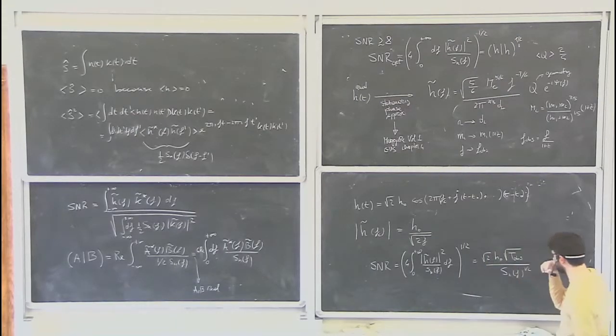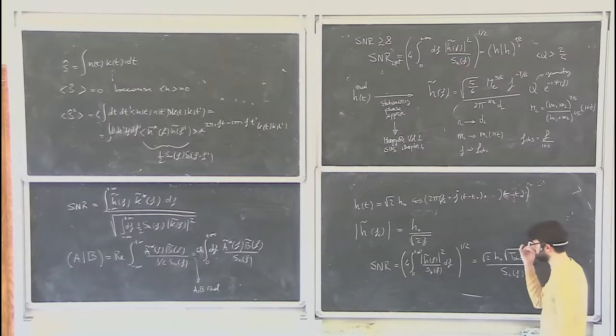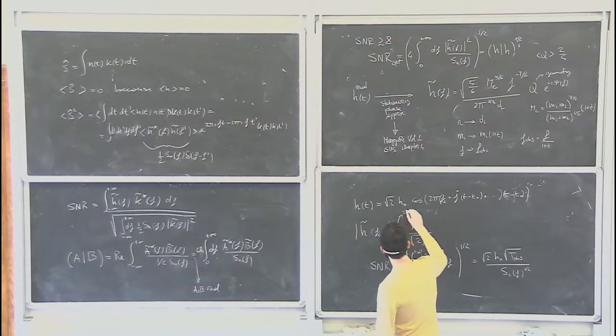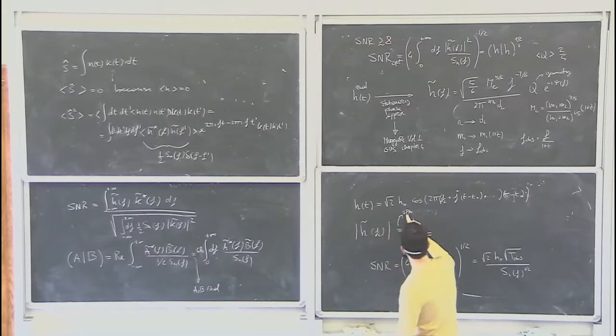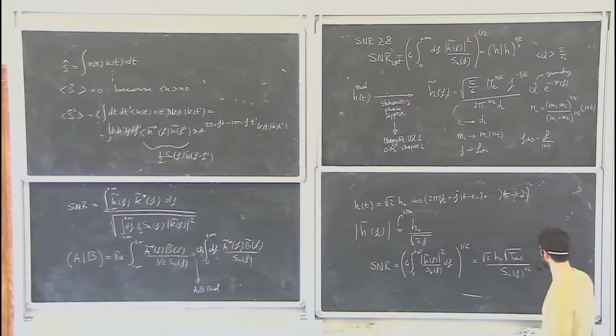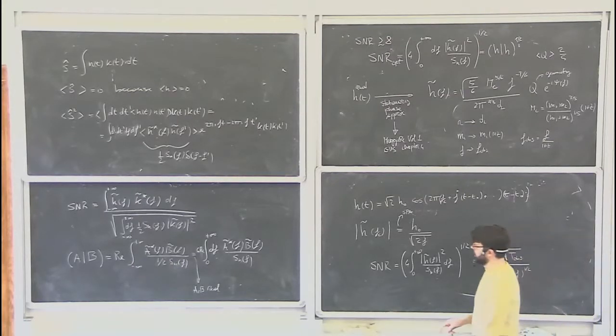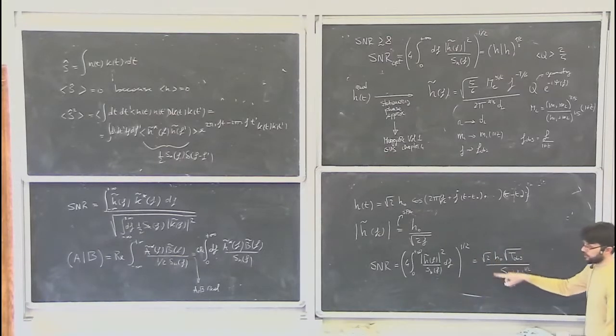I didn't prove this, but if you're interested, I can give you notes where you can prove it yourself using the stationary phase approximation. SPA means stationary phase approximation. The signal-to-noise ratio of, in general, a long-lived source, an almost monochromatic source, increases as the square root of the observation time. And it's proportional, of course, to the amplitude of the source.